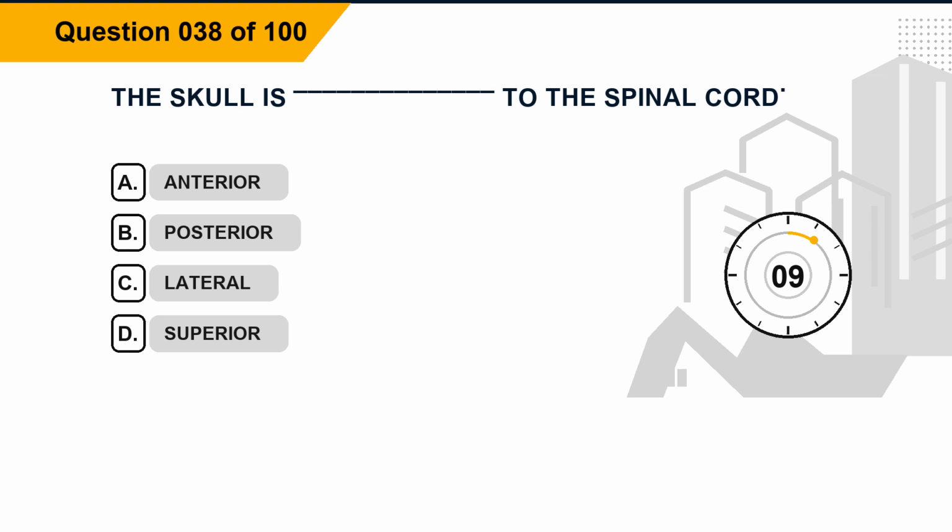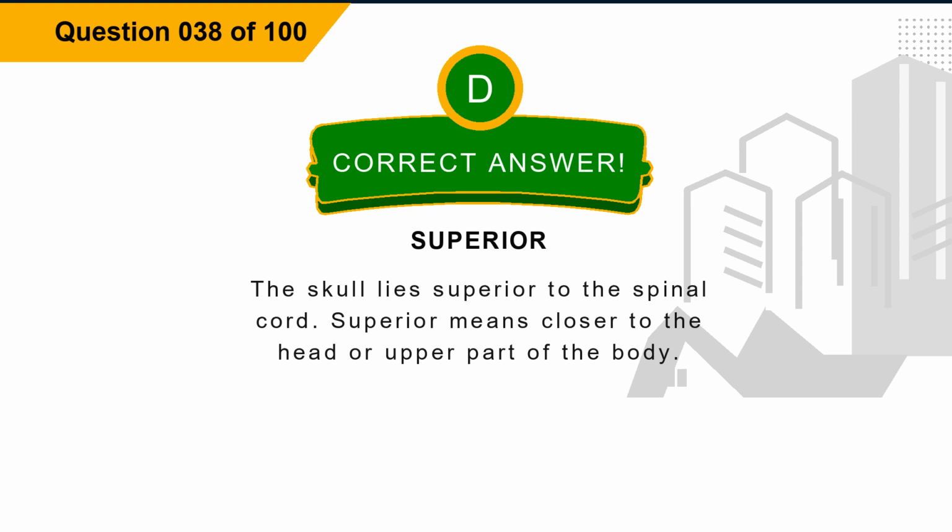Question 38. The skull is blank to the spinal cord. Option A, anterior. Option B, posterior. Option C, lateral. Option D, superior. The correct answer is option D, superior. Explanation. The skull lies superior to the spinal cord. Superior means closer to the head or upper part of the body.